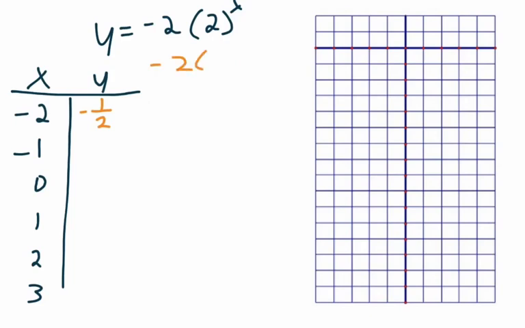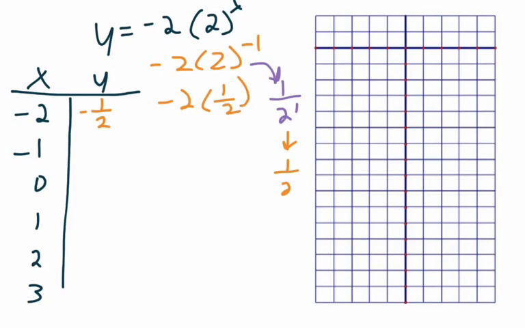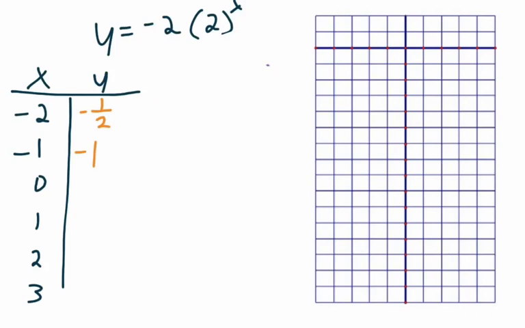If we put a negative 1 in now, same thing. I've got negative 2 times 2 to the negative 1 power. So do the exponent. That's the same as 1 over 2 to the first power, which is 1/2. Then we're basically taking negative 2 and multiplying it by 1/2, and you should get negative 1. And then we can take off from here a little bit faster and throw the graph in. Remember 0. What do we get when we put a 0 in?